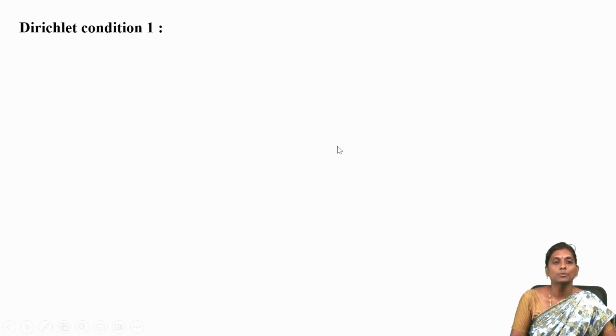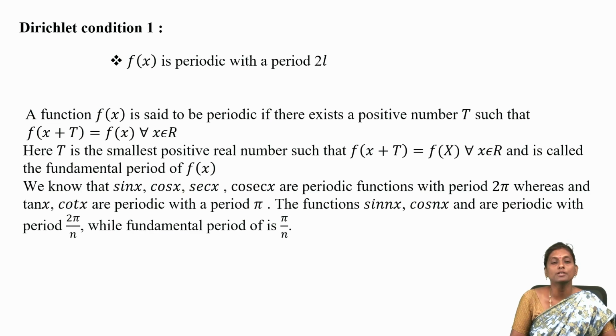The first condition: what is the Dirichlet first condition? f of x is periodic with period 2l. This is the first condition. So before going to this condition, what is a periodic function? Here I explain now what a periodic function is.